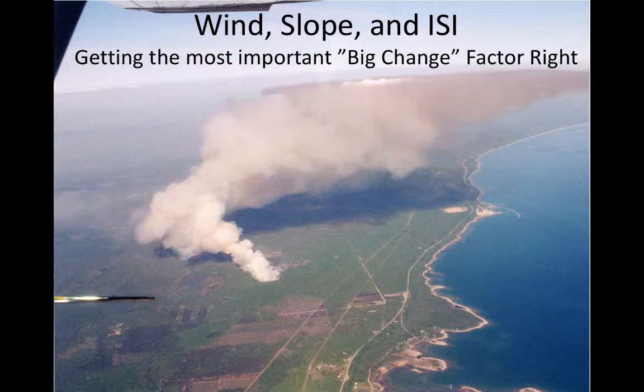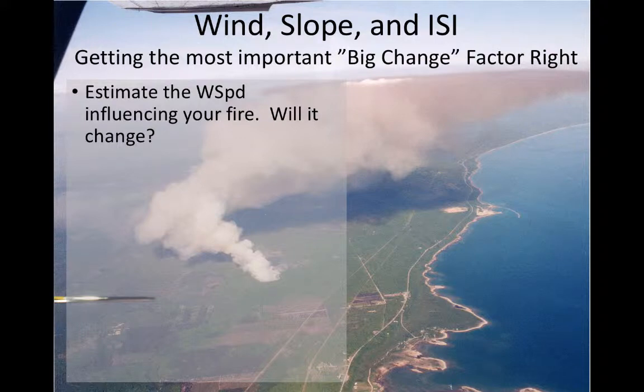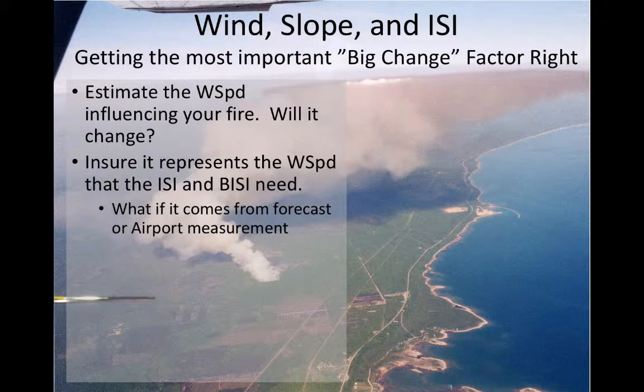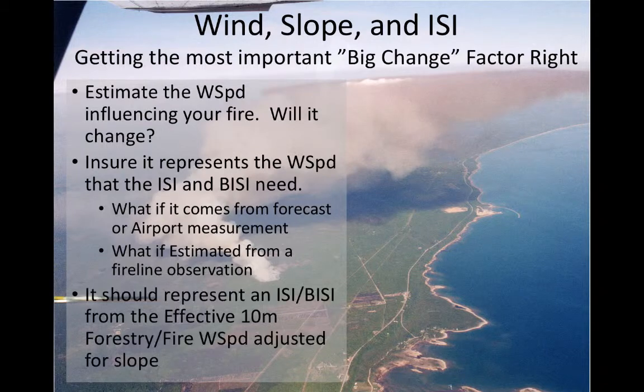Wind speed and slope are critical big change factors when estimating expected fire behavior. They can produce big changes in the initial spread index. Remember to first estimate the wind speed expected to influence your fire. Think about when it will change. Make sure that you adjust the wind speed, accounting for measurement height, and get your best ISI estimate, whether it comes from a local forecast or from the fire line. Again, make sure you know the effective wind speed as if it came from one of our RAWS stations.